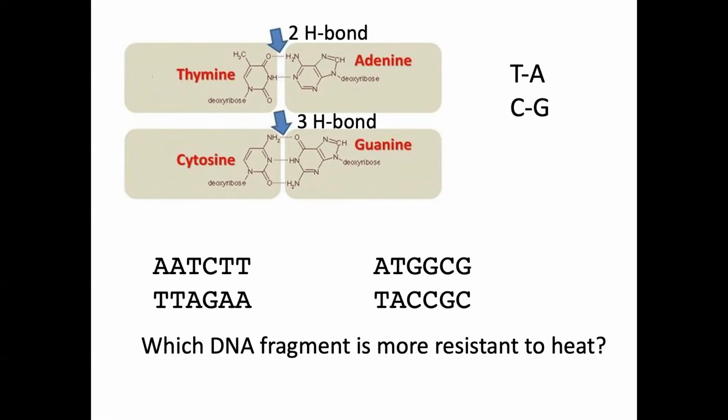Here you can pause it. The correct answer is the fragment on the right, this one, okay? This is because it has 4 CG pairs, but the one showing here only has 1 CG pair, okay?